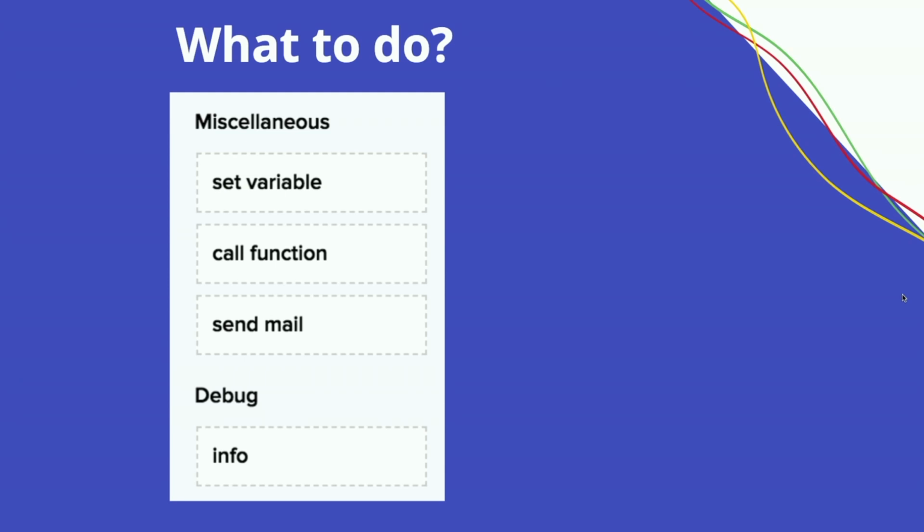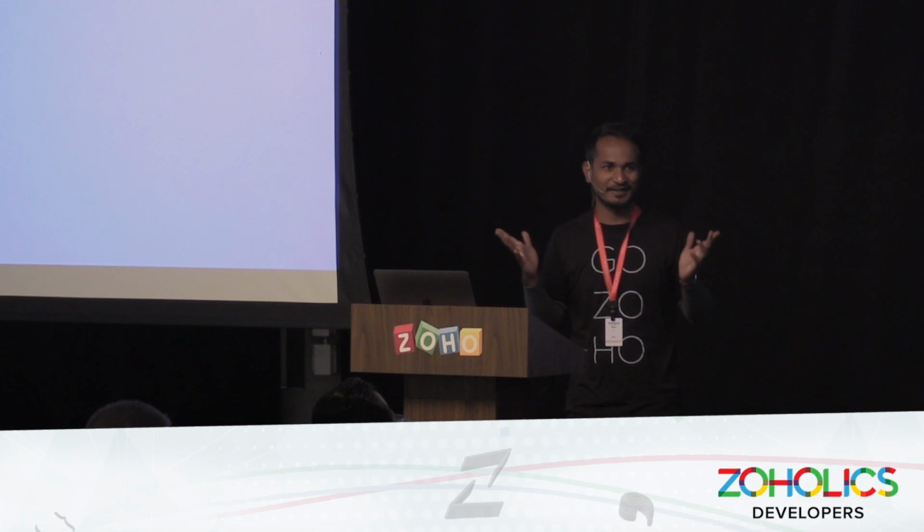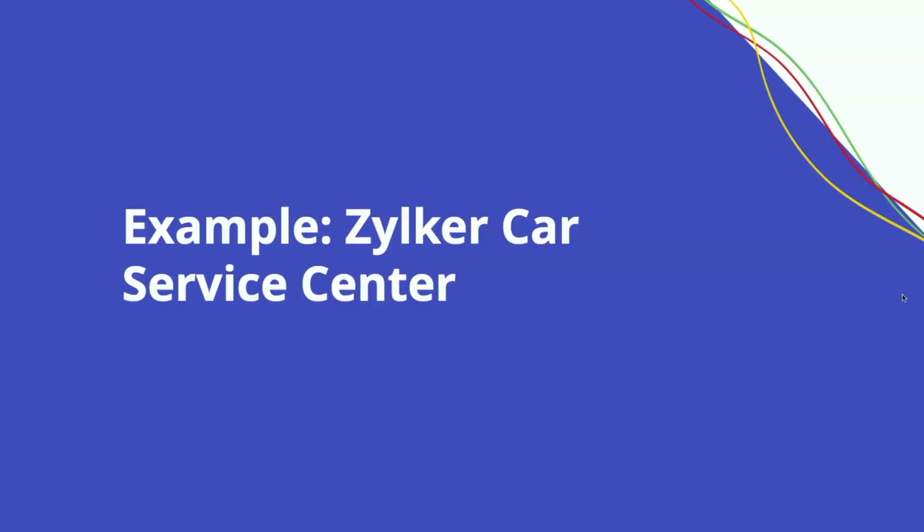You have a specific code that is used in various places within your application. So in such cases, we create a function and just call that function wherever required. That's with the call function. Send mail, you can trigger an email. And info is more like an alert statement, but it's used only by the administrator for some debugging processes. You can use the info task.